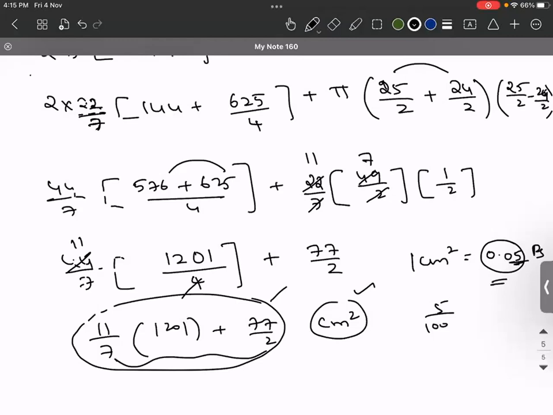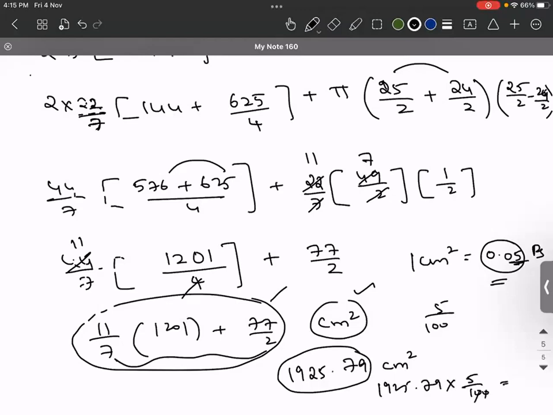Okay. Square surface area is 1925.79 centimeter square. I rounded it to 1925.80. So 1925.79 into 5 by 100 is going to be the answer. This 100 will push the decimal, so rounded value 1925.79 to 1925.8 is also fine. So now you will get 19.2579 into 5. That will give you the answer.